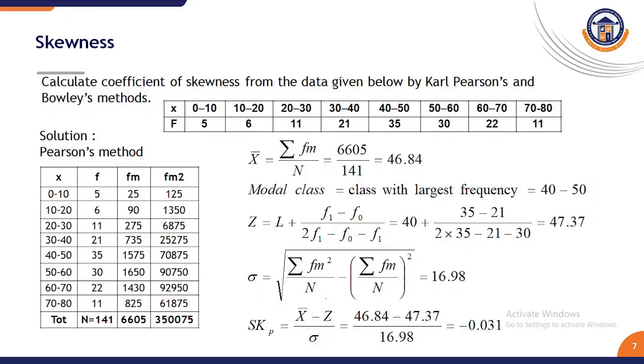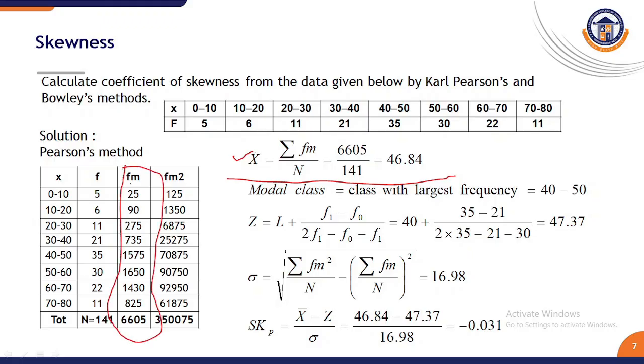Calculate the coefficient of skewness from the data given below by Pearson and Bowley's method. The calculation of different values for continuous case is given here. The first one is x bar, the mean value. It is evaluated by the formula sum of f into m, m means midpoint of each class interval, divided by capital N, total frequency. So find out the f into m value.